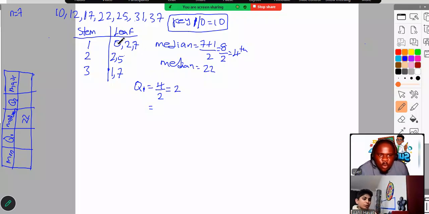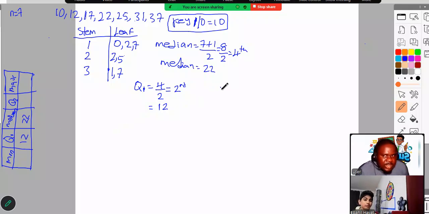So this will give us 1, 2. Now the second number from the top is 2. And this 2 is under the stem of what? 1. The 2 is under the stem of 1, making it that our first quartile is 12. Then we come here, we write 12.